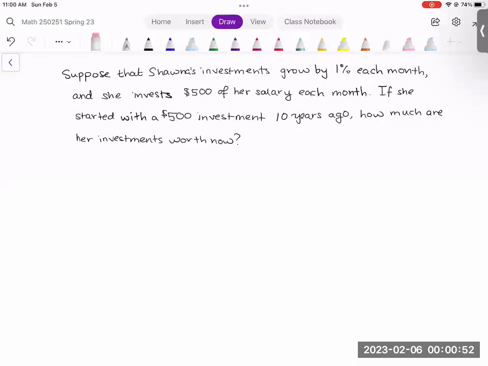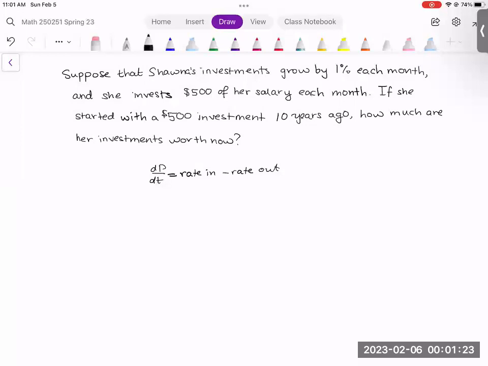Okay, in this problem, we're going to be looking at a situation where we have investments growing, and we're also adding additional funds on a regular basis. We're still going to be using this idea that our rate of change is equal to the rate in minus the rate out. In this case, we're not withdrawing any money, so it's just going to be our rate in.